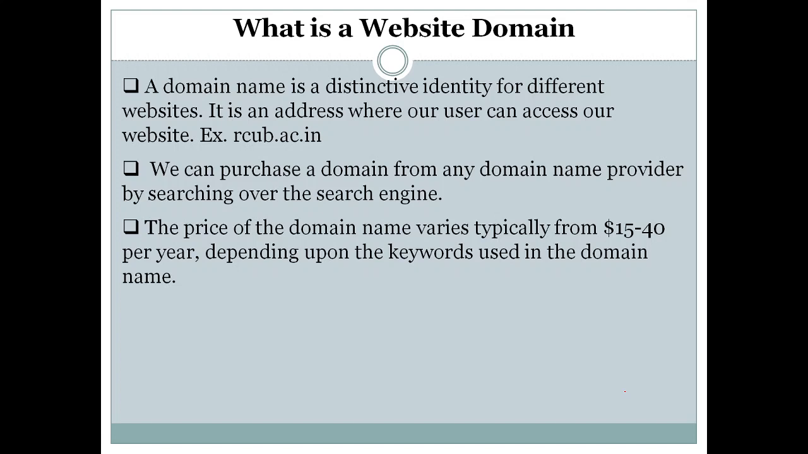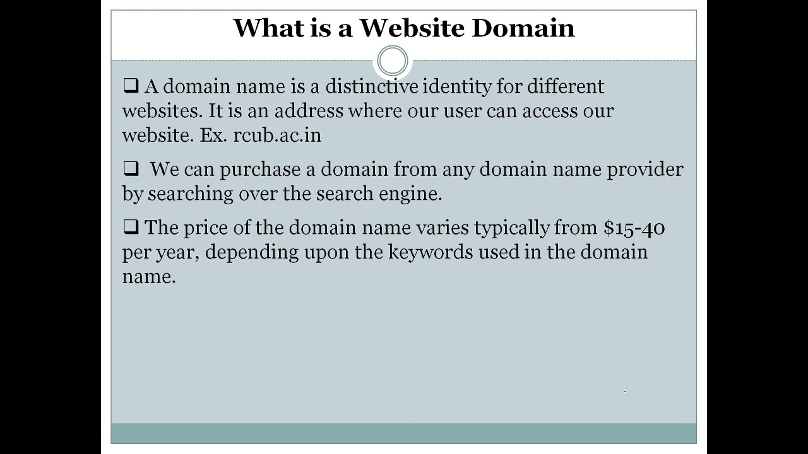We can purchase a domain from any domain name provider by searching over the search engine. Today many domain name providers are available. You can search different domain name providers online on Google. The price of the domain name varies typically from $15 to $40 per year, depending upon the keywords used in the domain name. Again, there are different factors which affect the price of a domain name.